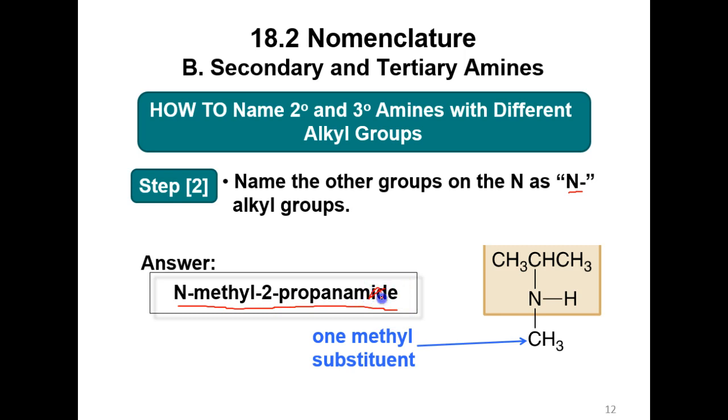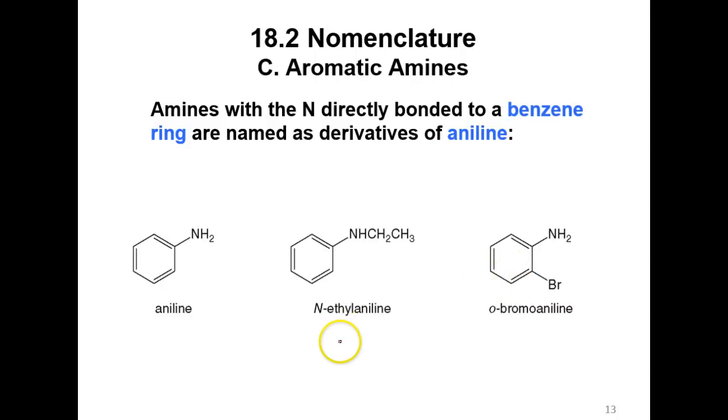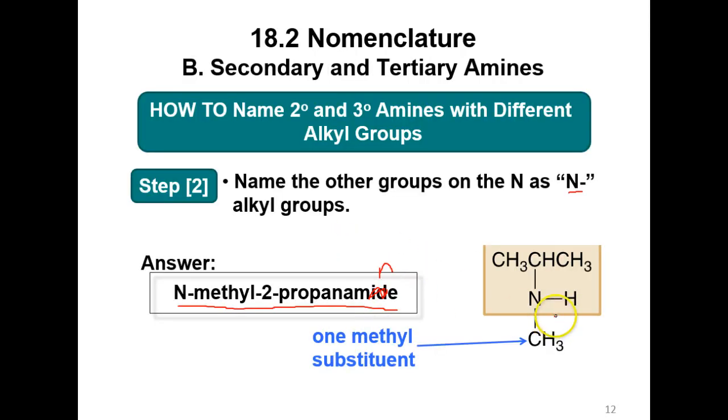So you see how it's N-methyl propanamide. That should be amine, not an amide. That is incorrect. That should be an N. This methyl's on the nitrogen, so you show that by saying N-methyl. On the nitrogen, I have a methyl, and then it's a 2-propanamine. Okay? Hopefully that makes sense. If you have a tertiary, if you have another methyl group here, that'd be called N,N-dimethyl 2-propanamine. N,N-dimethyl, because you have two groups and you have to say N twice. So N, comma, N dimethyl propanamine.